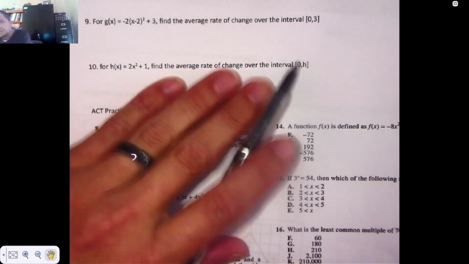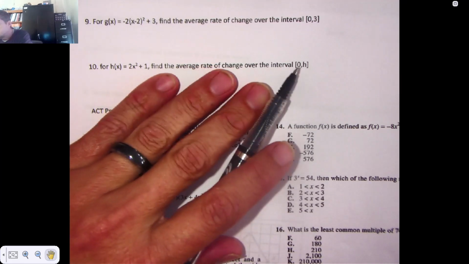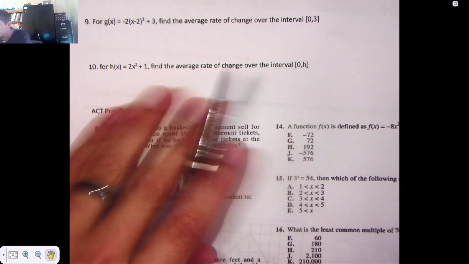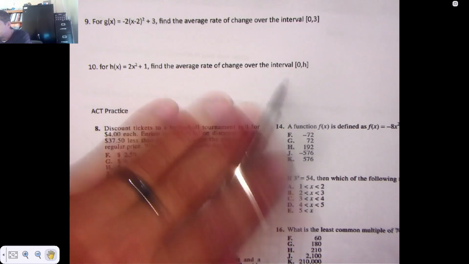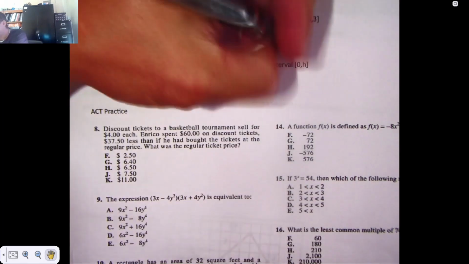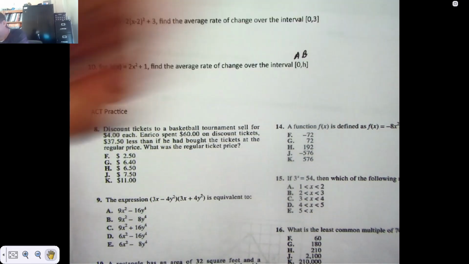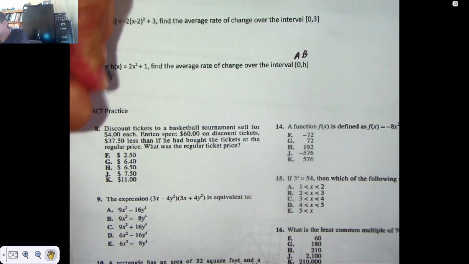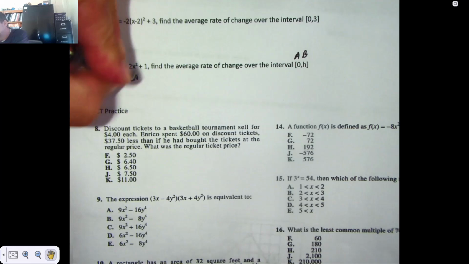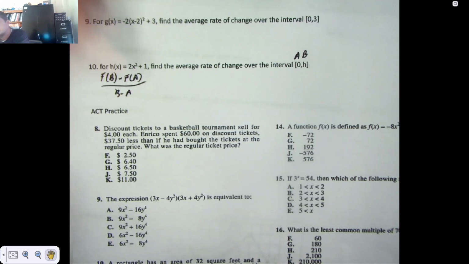It's my ultimate goal for you to get to with average rate of change. Well, actually a little bit harder, but it's a good start. Anyways, find the average rate of change over the interval from 0 to h. This is A, this is B, because we have a formula. We're doing f of B minus f of A over B minus A.